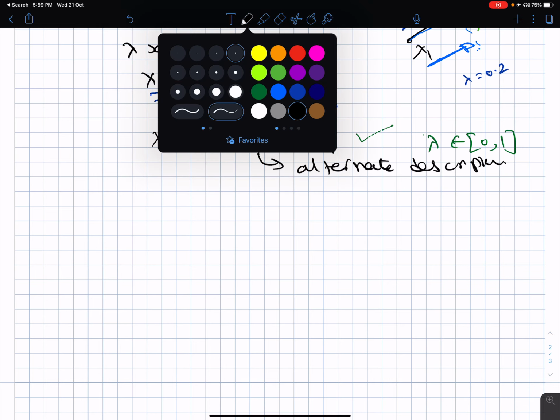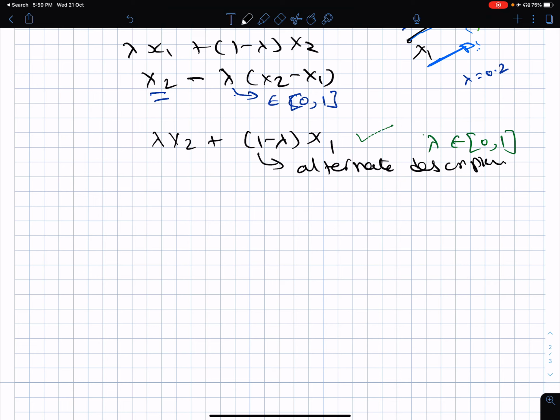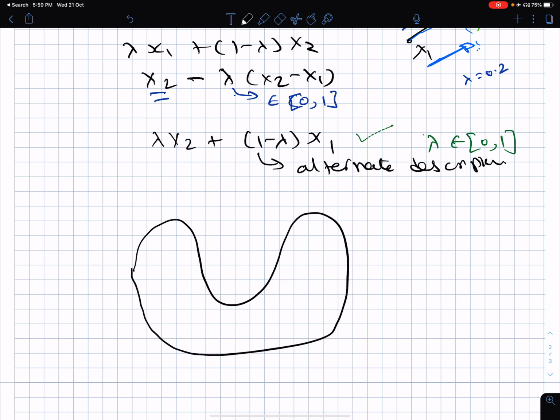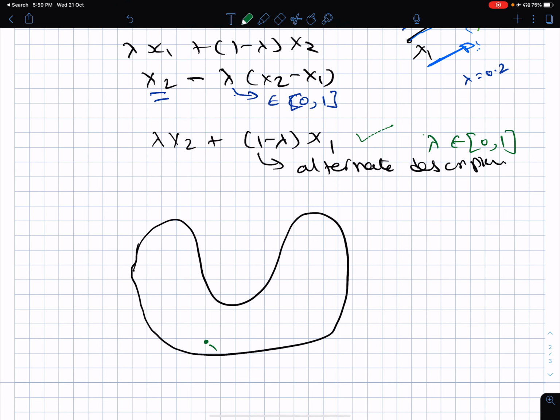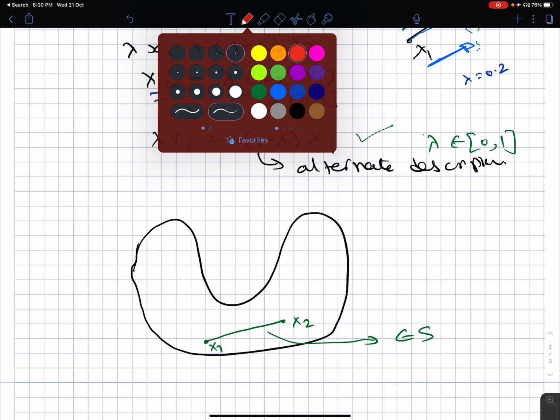So let's now look at one example where this is not a convex set. Let me draw a set which is not a convex set. Now look at this set. Let's say I take a point x1 here and a point x2 here and connect a line segment between the two. Then does the line segment belong to set S? Yes, this complete line segment is inside the set S. Can I say that this set is convex? The answer is no. I cannot say this set is convex.